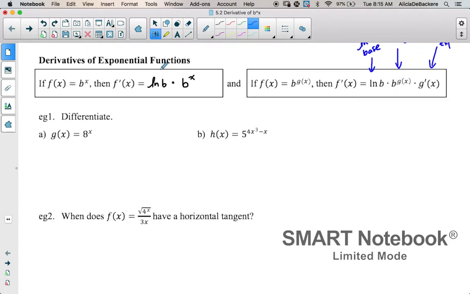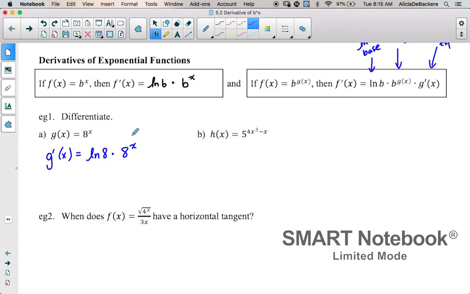Let's try some examples. So we're going to differentiate g of x is equal to 8 to the power of x. So this is a nice simple one because there's nothing really going on in the exponent. So taking the derivative, I take ln of the base times the original. And then I would take the derivative of the exponent, but again, the exponent is just x. So I'm all done here.